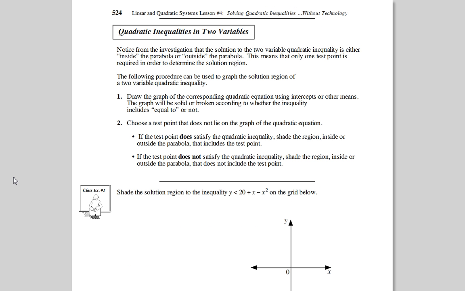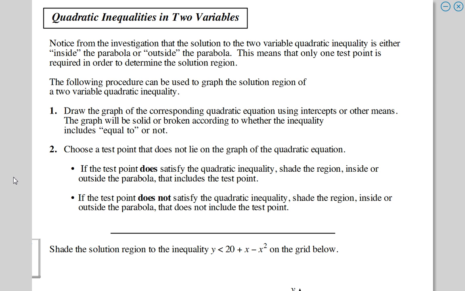Okay, let's take a look at the notes. Notice from the investigation that the solution to the two-variable quadratic inequality is either inside or outside. Inside was what color? Blue, which I called above, and that was for greater or equal. And then outside, which I said was below, less or equal. This means that only one test point is required in order to determine the solution region.